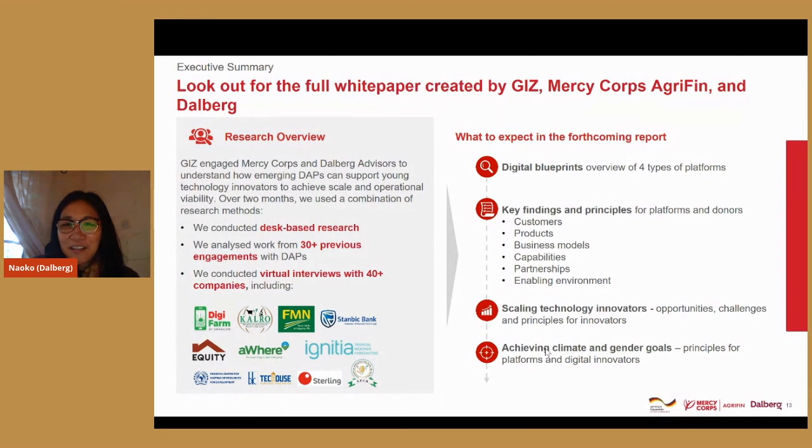Very last, just a very quick preview of what's coming. GIZ, Mercy Corps, and Dalberg are publishing a white paper on the digital agricultural platform blueprint. This is based on a compilation of 5-6 years of work we've done together, and additional interviews with 40+ companies. It will include the key findings and principles from the platform's view, some recommendations for the platform and donors, and some findings around how to use this to scale the technology innovators, and some angles around climate and gender goals.